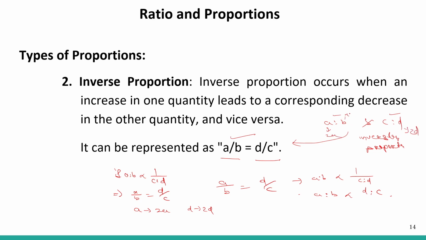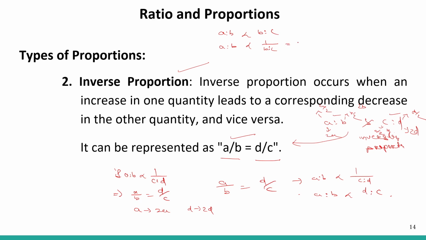If B becomes B by 2, C becomes C by 2, and if B becomes 2B, C becomes 2C. If D becomes D by 2, A becomes A by 2. So the left hand side of the ratio directly relates to the right hand side of the ratio. In that way, we can say that these are inversely proportional quantities. So let's go forward. You can see the comparison. Let's compare: A is to B is directly proportional to C is to D, and A is to B is inversely proportional to D is to C.